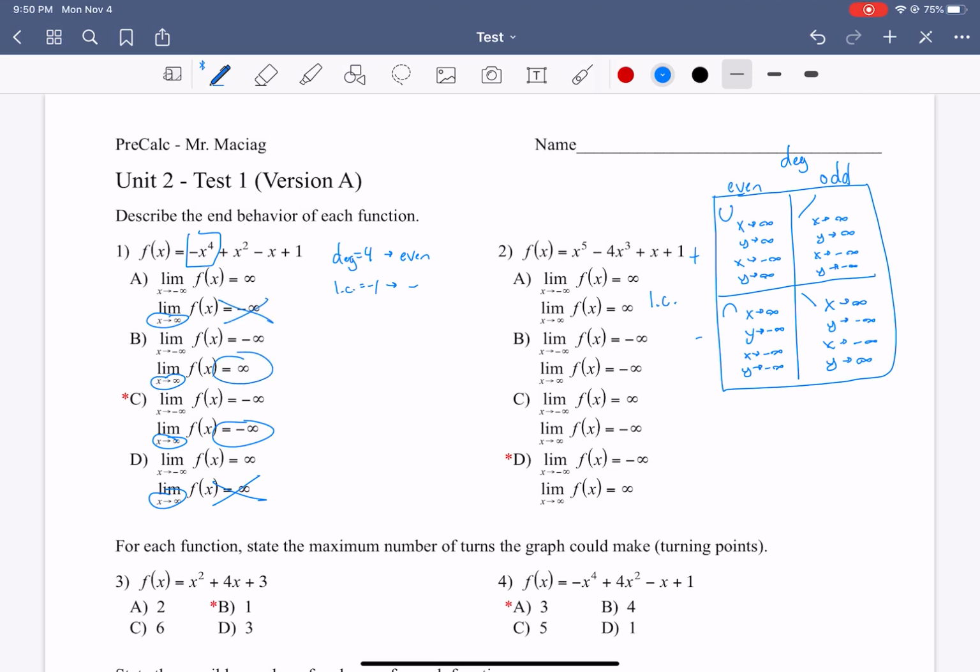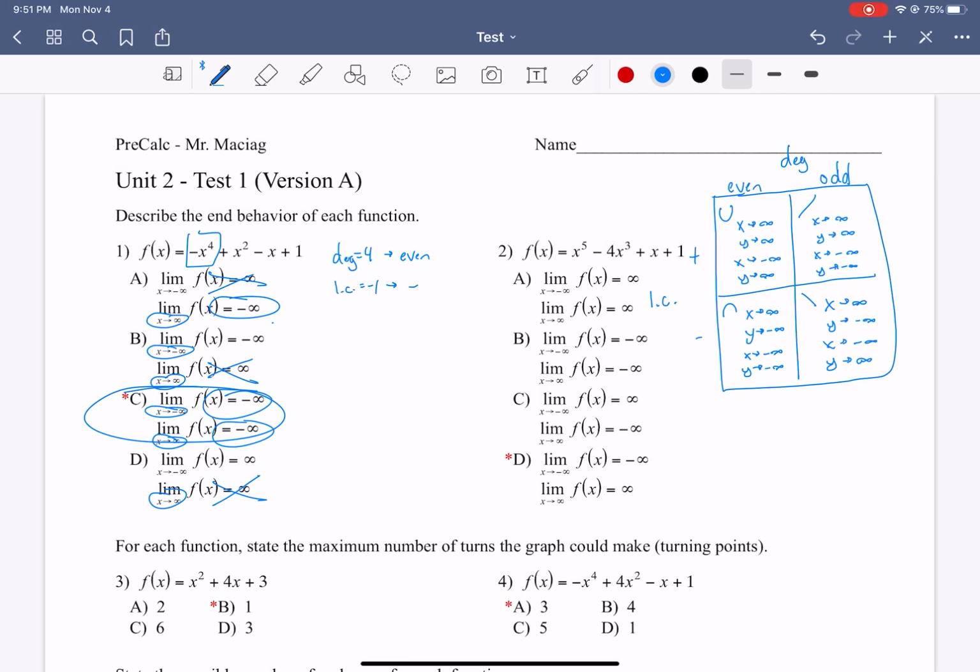Next, as we go to the left, we want to go down. So we want negative infinity. Why did I circle that one? Right? But this one is the only one that goes down, this one doesn't. So that means the only answer that we could have is C.